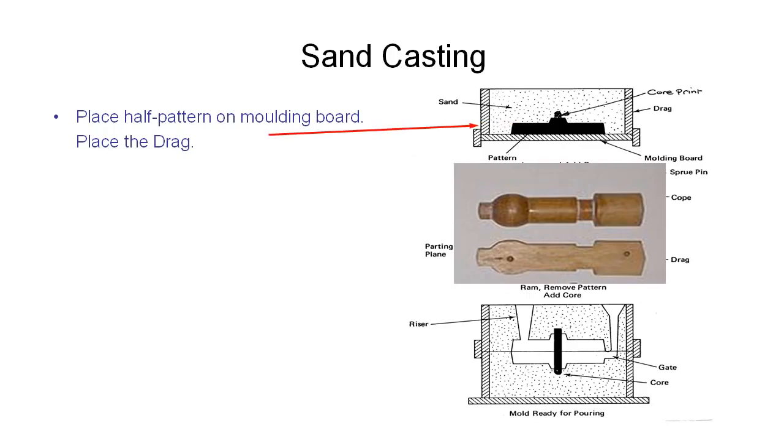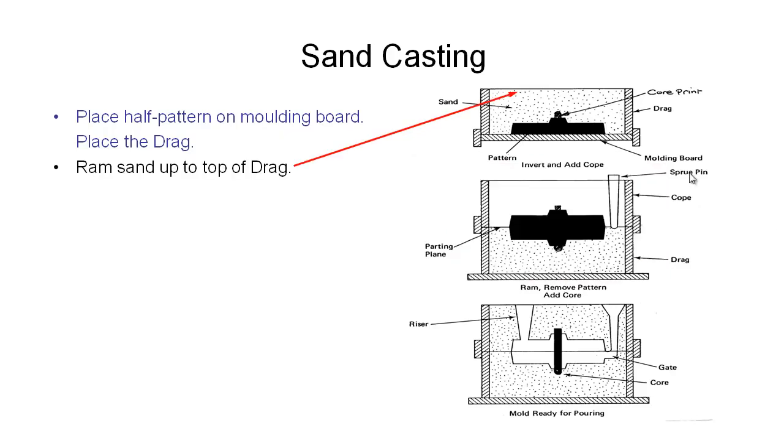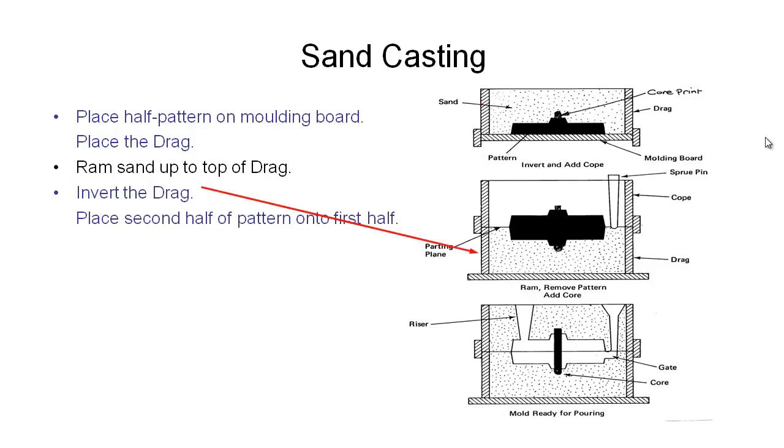So we've placed the drag on top of our molding board, and then we go about putting on the sand and then ramming it down, tamping it down until it's nicely firmly compacted and there are no air gaps, and we fill that all the way up to the top of our drag. And then once we've done that, we flip the whole thing upside down and we turn it over, we put it on the table, and we take off this molding board.